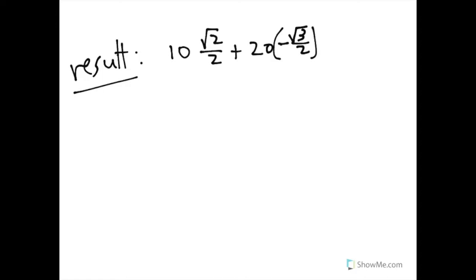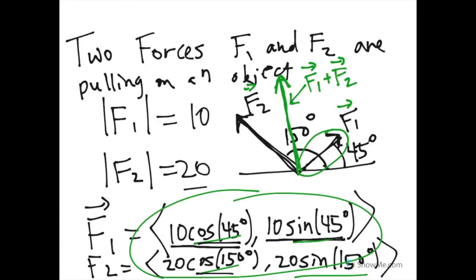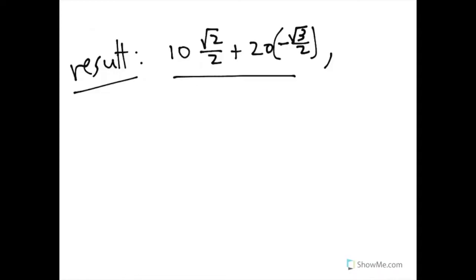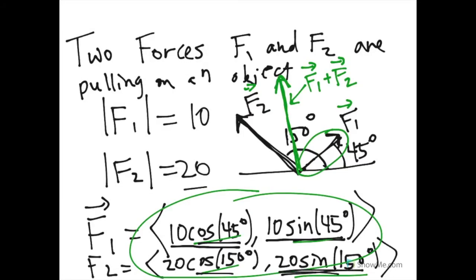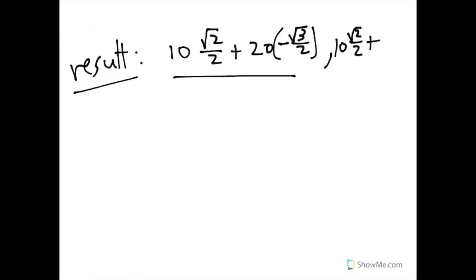So this is the x-coordinate of your result, and then the y-coordinate would look like 10 root 2 over 2 plus your y coordinate over here, which is 20 times the sine of 150. The sine of 150 is like your 30-degree angle in quadrant 2, but the sine is positive in quadrant 2, and this would be your resulting vector.